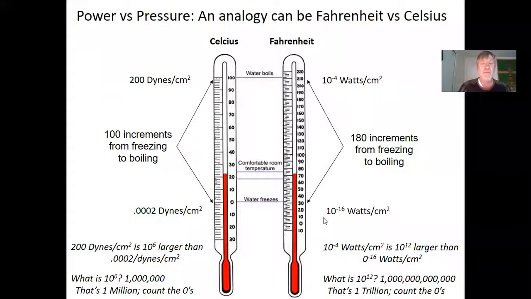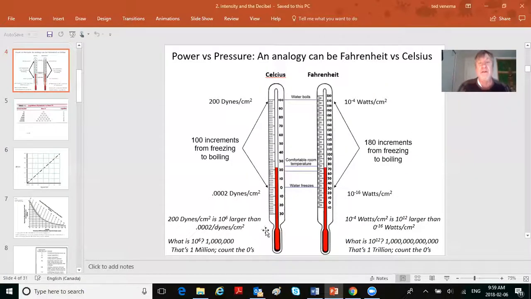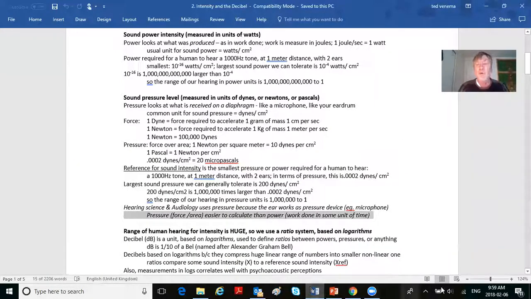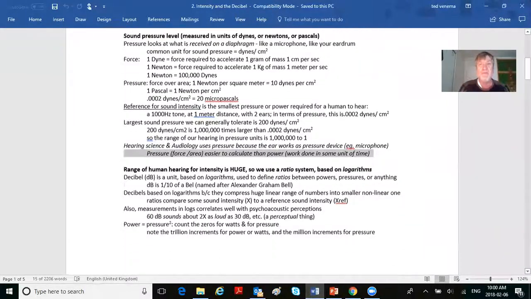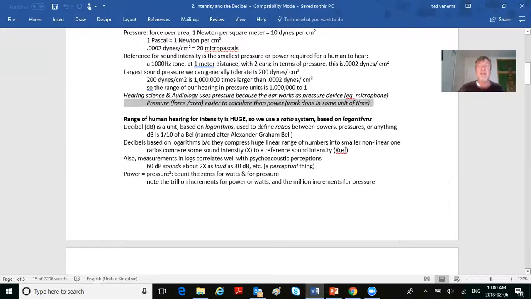Good. Now follow me into our typed notes and look carefully here at the notes. We're moving down page 1. The range of human hearing for intensity is huge. So we use a ratio system based on logarithms. I'll read that again. The range of human hearing is huge, whether it's pressure or whether it's power, it's huge, as you saw with the mouse and the elephants. So we use a ratio system based on logarithms.